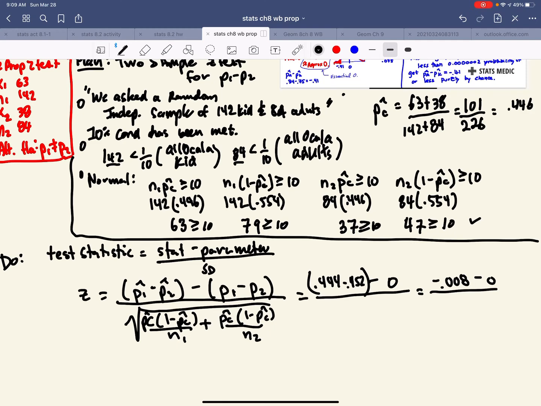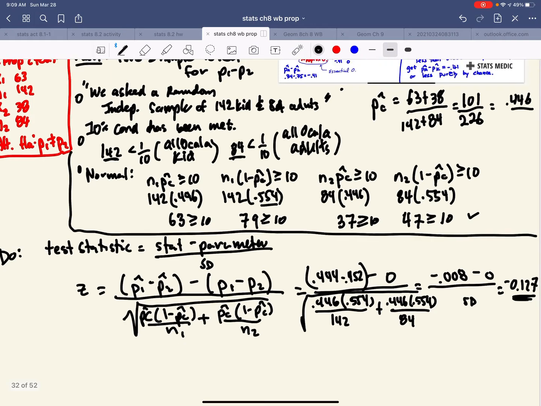All right, so what were those values? Well, there's p combined, 0.446 times 1 minus p combined, 0.554, over the first group. That's our 142. Plus 0.446 times 0.554, all over 84. And I'm not even going to calculate this because, again, my calculator already did this for me. I can, though, if I've got some extra time on the test. So I end up getting that. That is my z value.